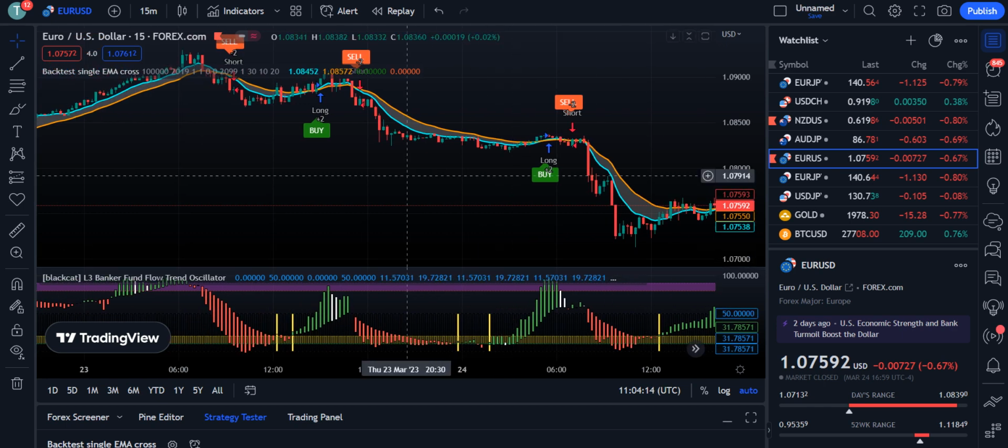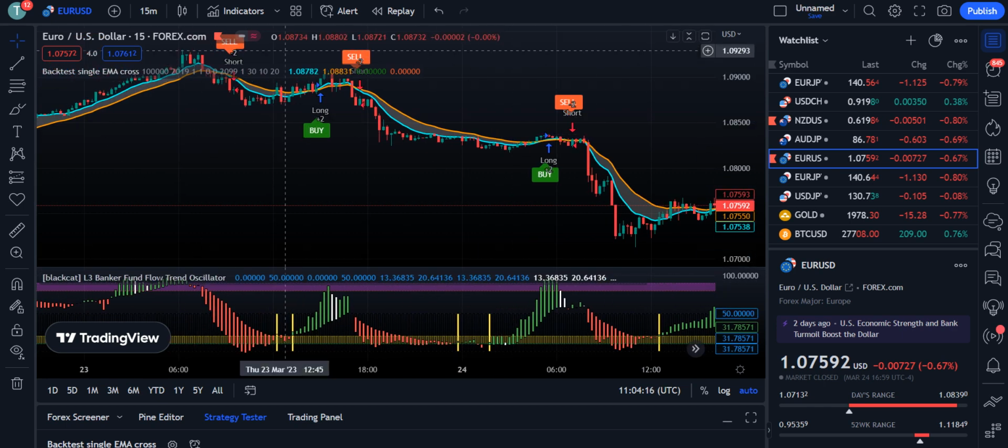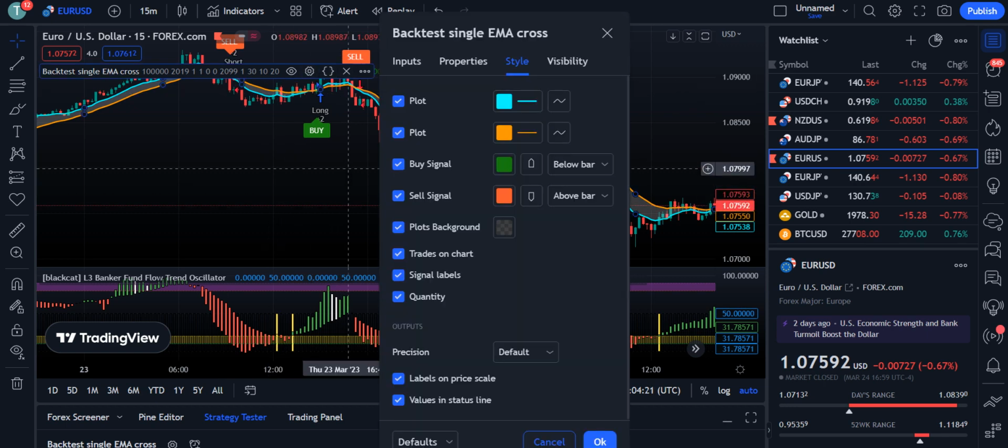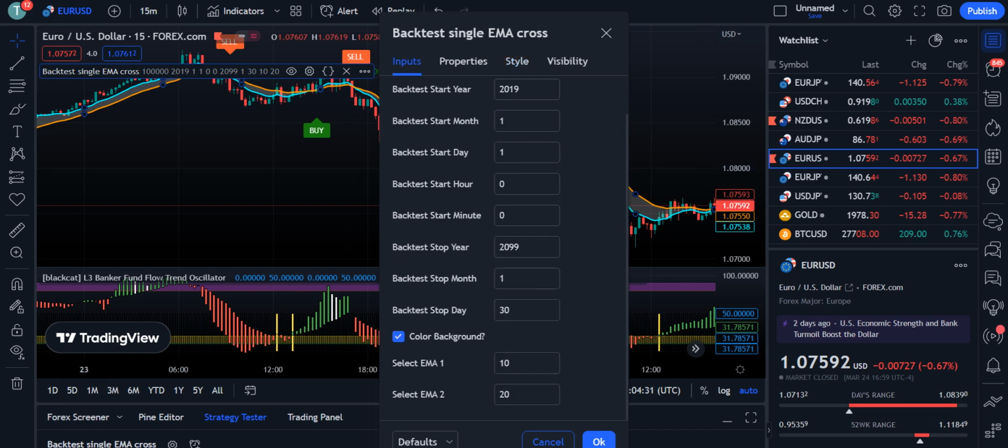Now you will go into the adjustment of this indicator as well. So we have to simply click on the settings tab. We have to go into the style section and uncheck trades on chart, and then come into the input section. From the input section, you have to choose select EMA, whose value we will change from 10 to 21, and select EMA2. We will be changing its value from 20 to 38.